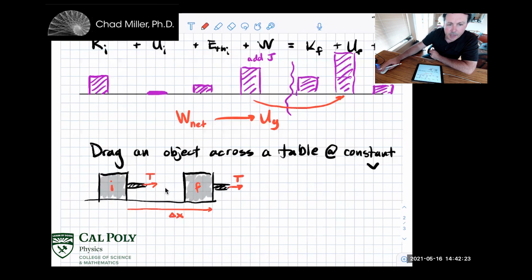Here's the initial state. Here's the final state displaced over some positive amount. The tension is in the positive direction also. So that means that the work done by the tension force in this case is positive.